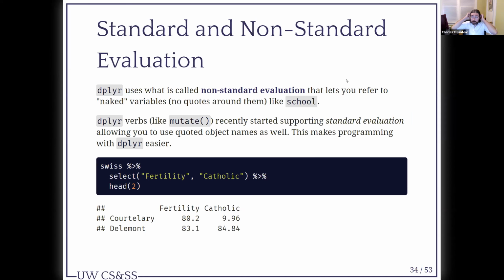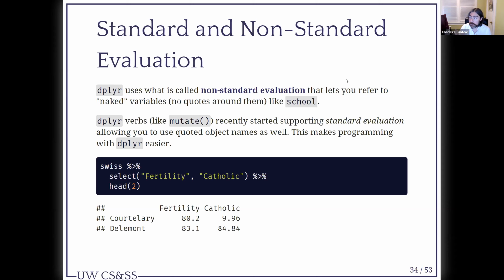So I want to talk just for a second about standard and non-standard evaluation, which I've mentioned a couple times in this class. Whenever somebody asks me, why does this function take unquoted names and this one takes quoted names? The reason is this ugly thing called standard and non-standard evaluation. So dplyr uses what in the grand world of programming is called non-standard evaluation. This means you can refer to variables without quotes around them. You can just write school if you want to refer to the school variable. Programmers from every other language think this is an abomination and they think it's a terrible thing and they hate the tidyverse because it does it.